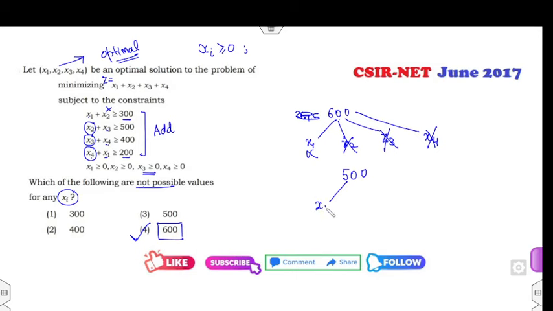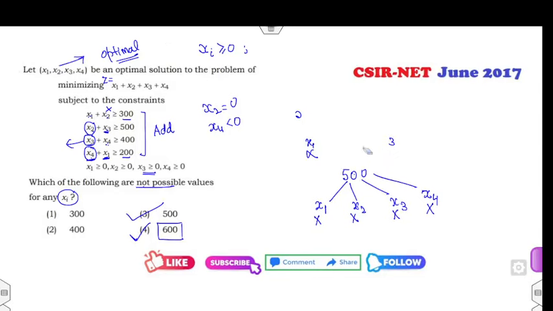If x1 is my 500, then x2 will be negative. This is not possible. If x2 will be my 500, then x1 will be my negative. If x3 will be my 500, then x2 will be my 0. That is possible. If x3 will be my 500, then x4 will be my negative. That is not possible. And if x4 will be my 500, then x1 will be my negative. So again, this is not possible.